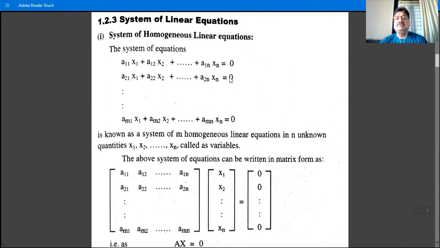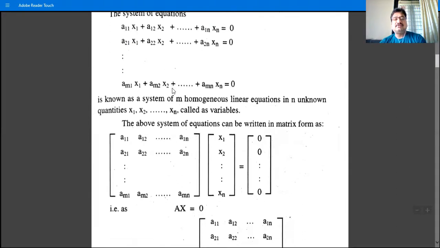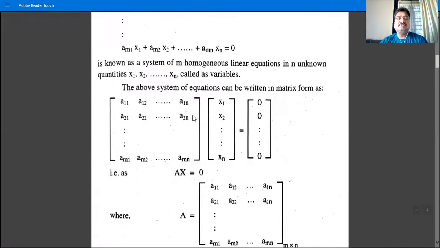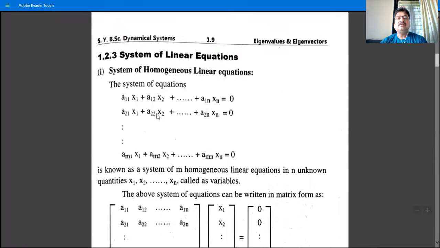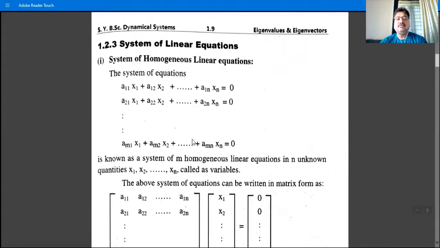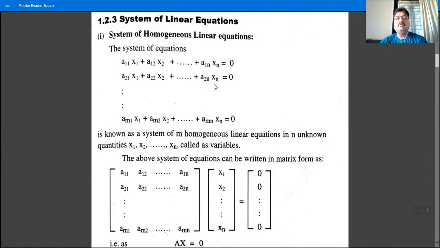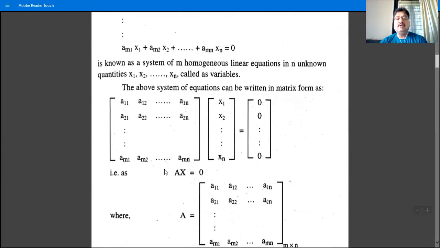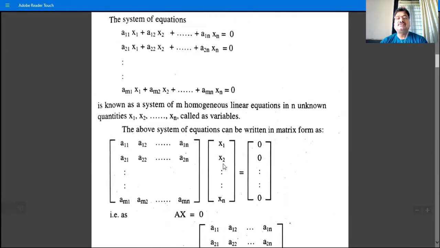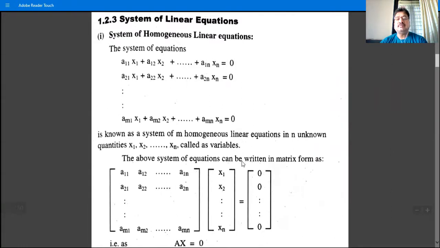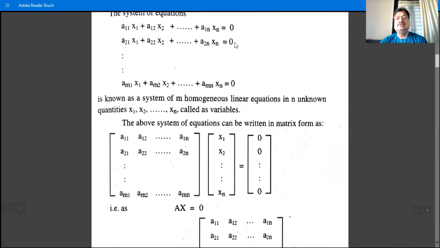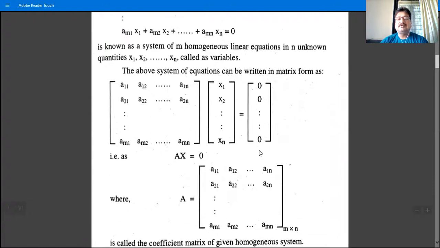If one of them is non-zero, then the system is called a non-homogeneous system. And this is a homogeneous system. And we can write the homogeneous system in matrix form as Ax equal to 0. What is A? A is called the coefficient matrix: a11, a12, a1n, a21, a22, a2n, in this way, am1, am2, amn. And the matrix of unknowns or variables is x1, x2, xn, because the unknowns are x1, x2, xn, and it is equal to 0, 0, 0, the matrix of constants.